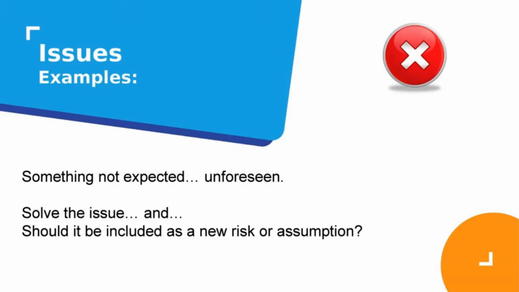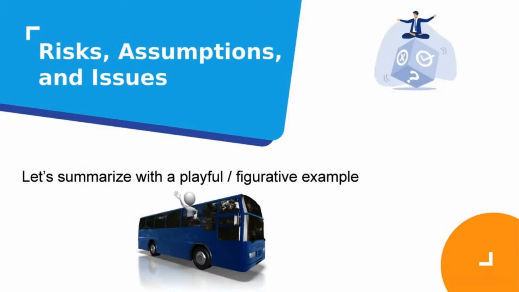But as I said, an issue could be something that is not expected, something unforeseen. And if an issue happens and you're not expecting it, you don't have a response plan for it, you solve the issue, you fix that problem, and then you have to work with your team to analyze if it's worth including that issue in your risk plan, in your risk register, or in your assumptions.